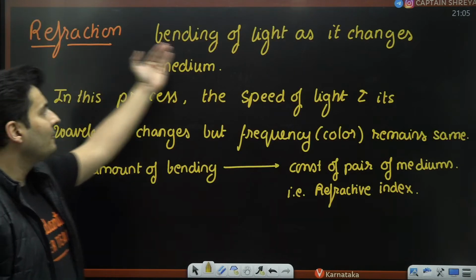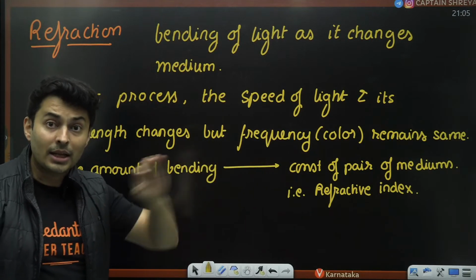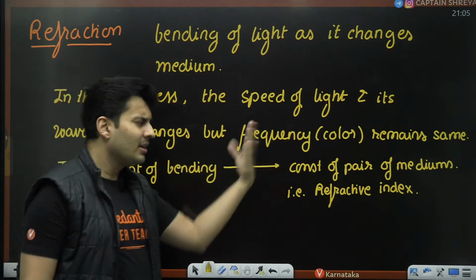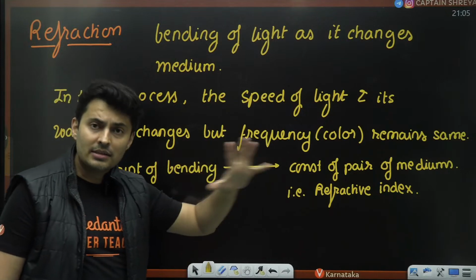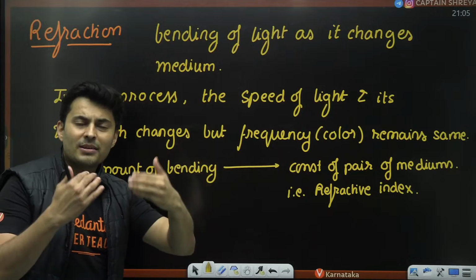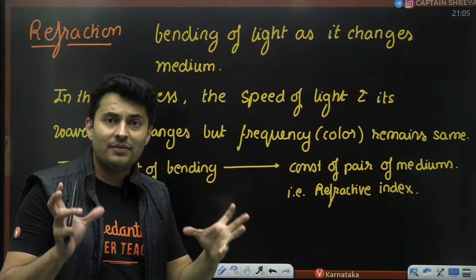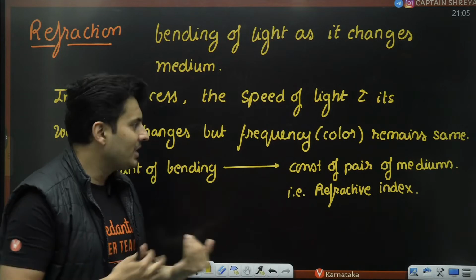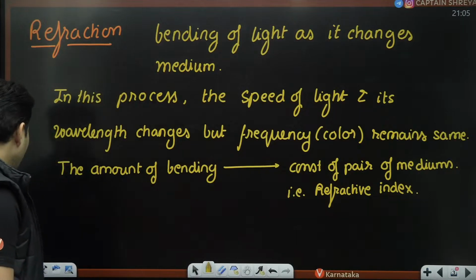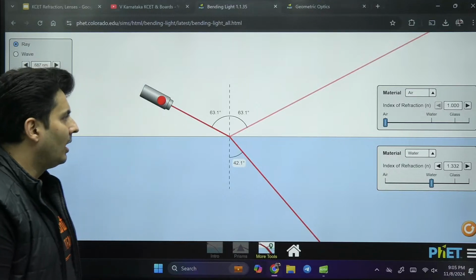Let's understand. Refraction is the process by which light bends when it changes the medium, and the speed will change and the wavelength will change, but the color, which is decided by the frequency, does not change. Also, how much it bends depends on what medium we are talking about, and that constant which defines how much it bends is called the refractive index. So let me demonstrate this to you by showing this simple phenomenon here.